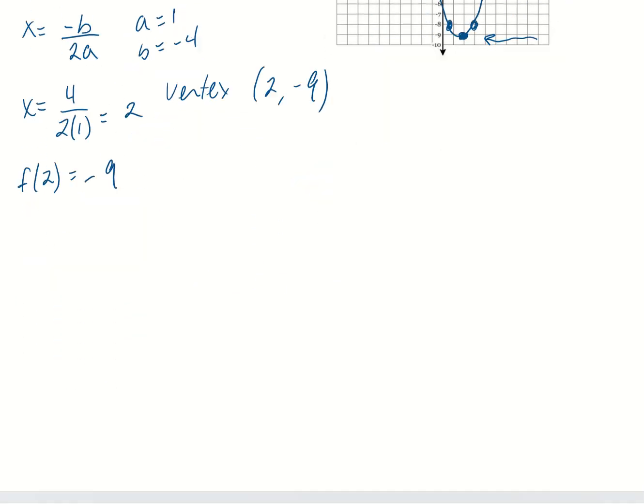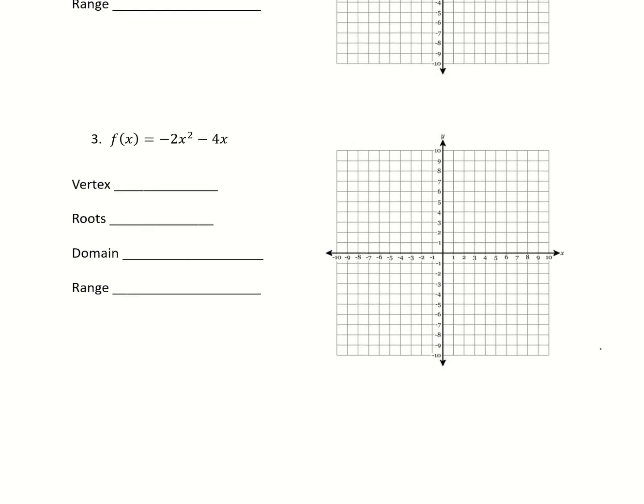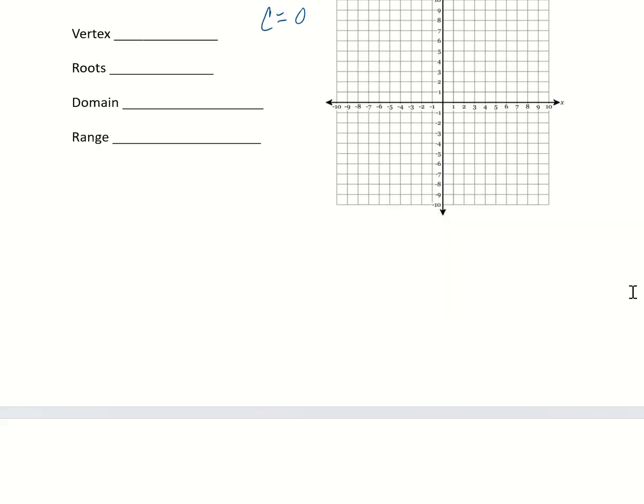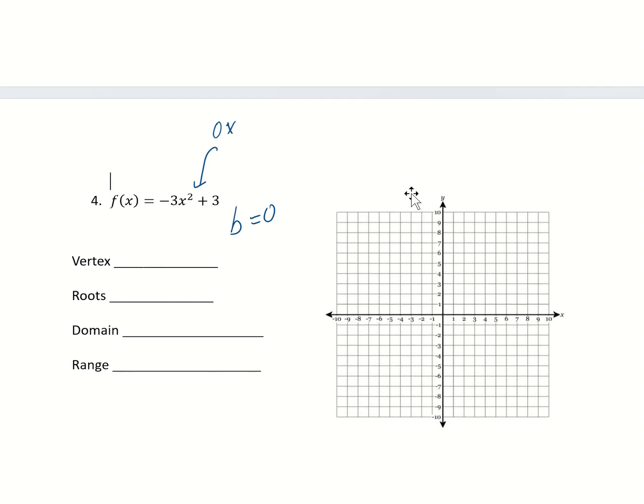I just want to point out a couple of things. If nothing is written for one of the terms, then you can assume it's 0. So here, negative 2x squared minus 4x plus 0, c is 0. Here, there's no x term. So you can assume that in here would be a 0x. So b, if there's no x term written, b is 0. Okay, I think that should be enough for you to do these problems.